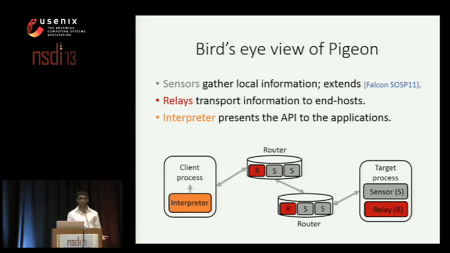Then there are relays. The job of the relays is to propagate this failure information to the client end hosts. The interpreter receives this failure information and converts it into a failure report. For example, it receives the status of individual links, forms the topology of the network, checks if there is a network partition, and if there is one, reports unreachability to the client process.